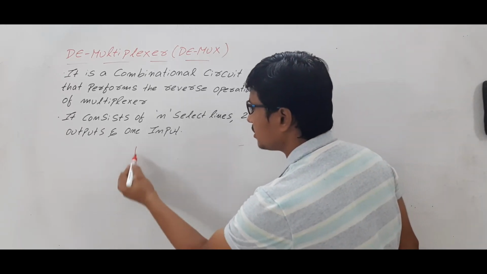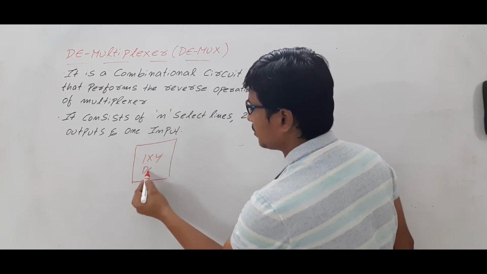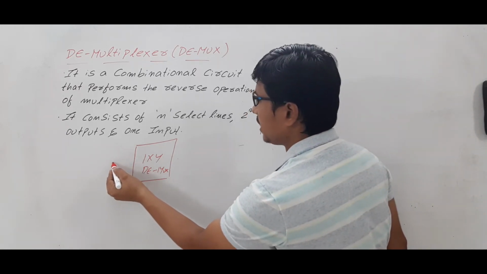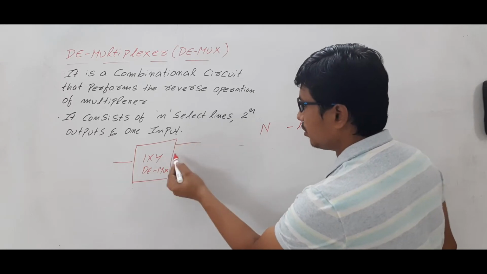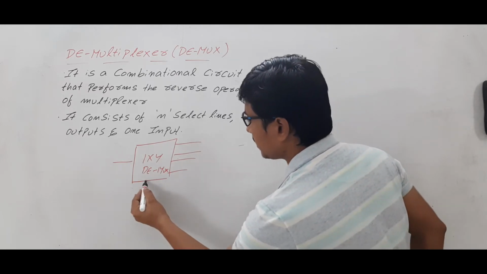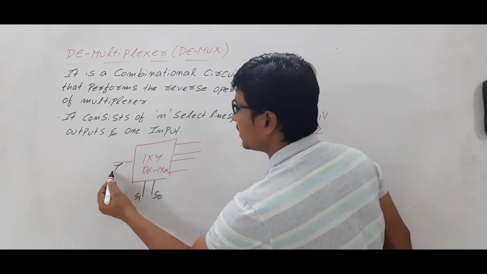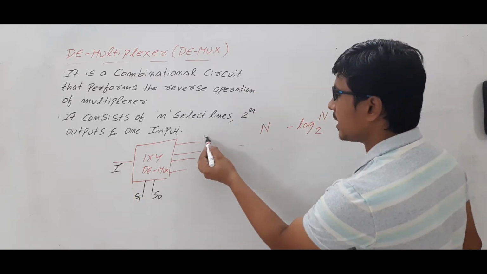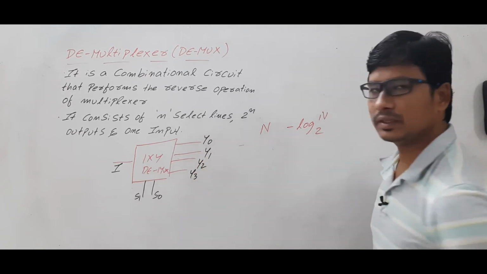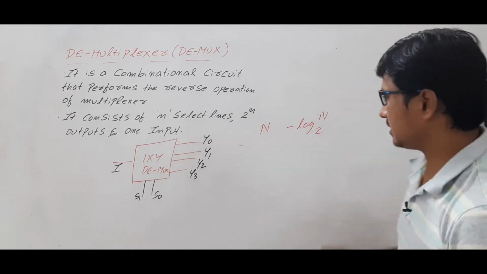Let me give an example of a 1 by 4 demux. Just now I have discussed it, let me discuss it again. We have a 1 by 4 demux, so I have 1 input and 4 outputs. Is it clear? And 2 select lines are possible. Let me take the select lines as S0 and S1, the input line as I, and the outputs can be written as Y0, Y1, Y2 and Y3. Are you able to understand? We have 4 outputs, 1 input and 2 select lines.